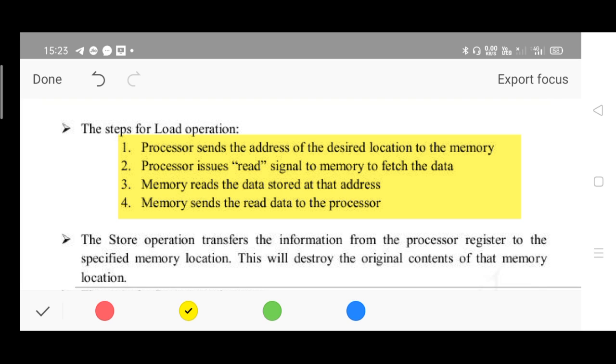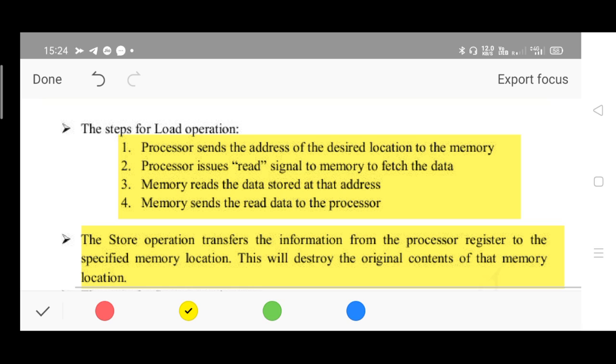Next is the store operation. Store stands for write operation. The store operation transfers the information from a processor register to the specified memory location. Storing means what? The processor data is to be kept somewhere. The data is with whom now? The processor data needs to be stored, isn't it? So the processed data, normally it is with the processor. The processed data, the manipulated data, right?